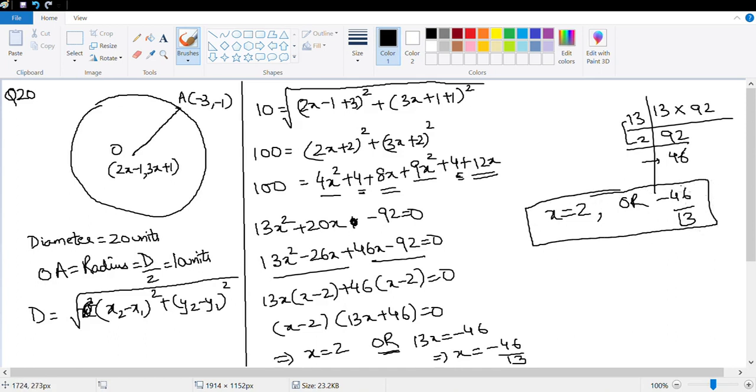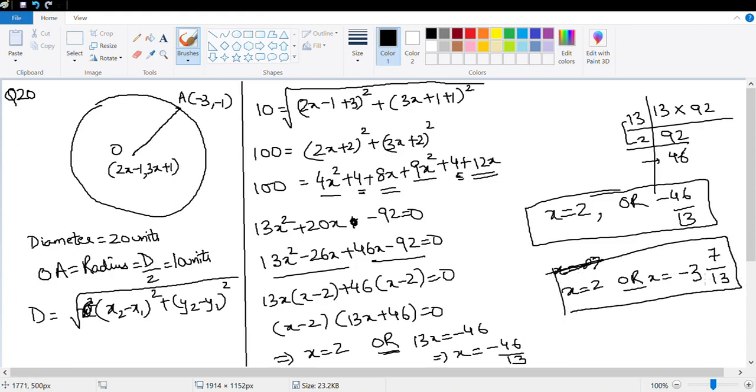In fact, this is not in simplest form. So let me write this in simplest form. X is equal to 2, or x is equal to, at 13 into 3, that's 39, so negative 3, that's 7 upon 13. 39 and 7. So that's my final answer. I need to write my fraction in the simplest form. Done. Let's look at the next question.